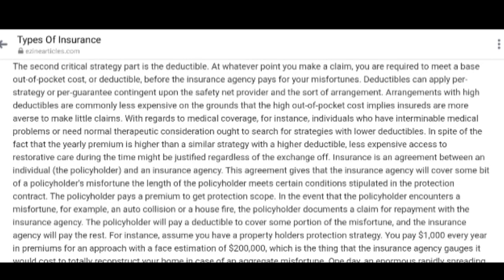The second critical element is the deductible. Whenever you make a claim, you are required to meet a minimum out of pocket cost, or deductible, before the insurance company pays for your losses. Deductibles can apply per policy or per claim, depending on the policy, provider and the type of policy.